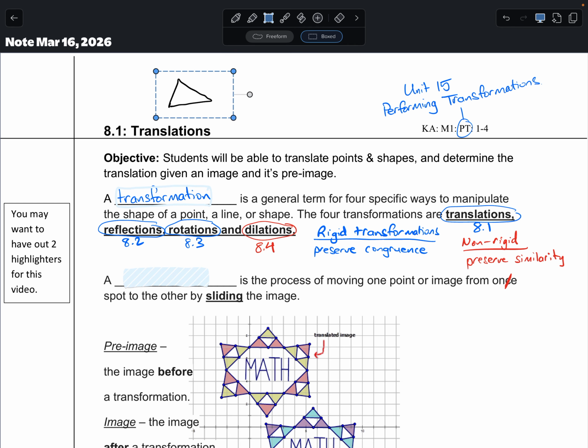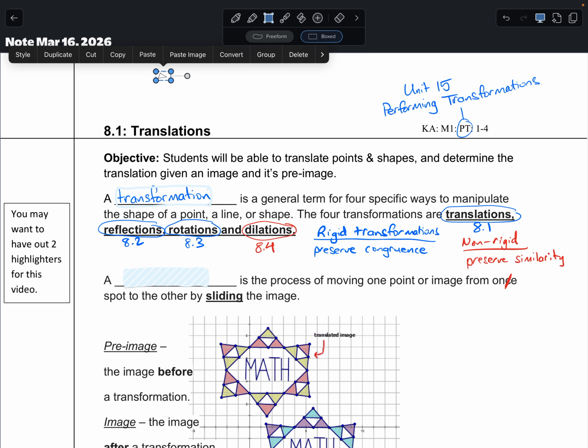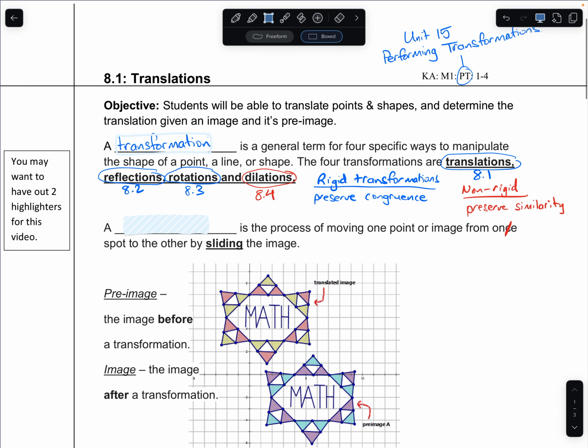If I take this first image, it's called a pre-image, we'll get to that in a moment. But if I take this triangle and I stretch it out, I'm making it bigger, but it's keeping the same shape. Or I could even shrink it really small. It's the same shape as the original, it's just not the same size, and that's a dilation. But we'll get to that more in 8.4. Today is all about translations.